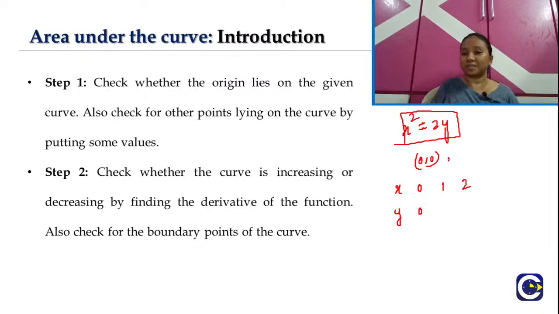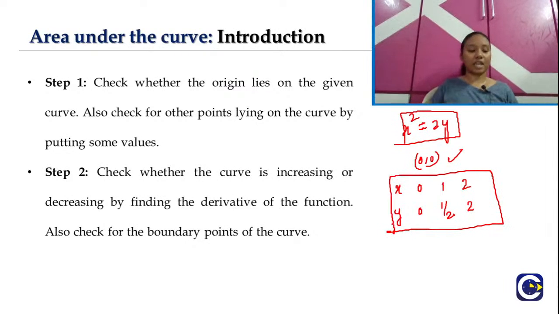That is 0, which is nothing but my origin. If my x is 1, what is my y value? 1 by 2. If my x is 2, then what is my y value? 4 by 2, which is 2. Right, so these are some other points which are actually lying on the curve, which we get by substituting the x values, that is x equal to 0, x equal to 1 as well as x equal to 2. Likewise, using these points, we can actually plot the graph.